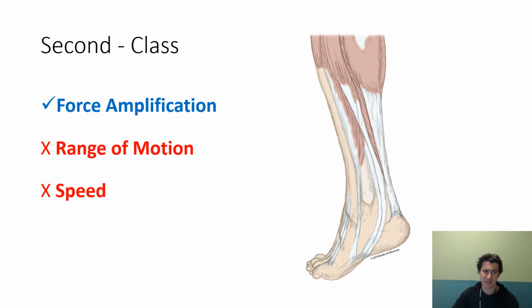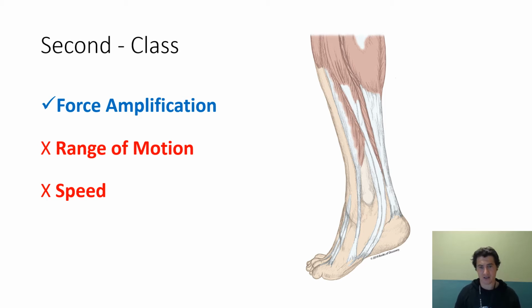Second class levers, also really good for force amplification, limited range of motion, limited speed. They are like a wheelbarrow where the pivot is at this end, and the force happens at this end, and the resistance moves in the middle. So plantar flexing your toes, like doing a plantar flexion heel raise, is a good example of a second class lever within the body. The calves are up the top, providing the effort.